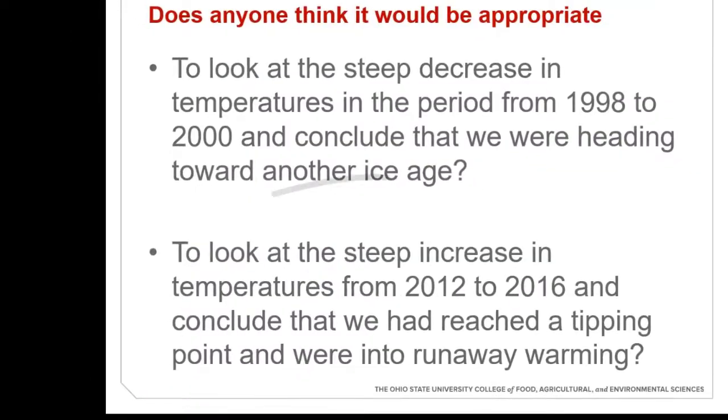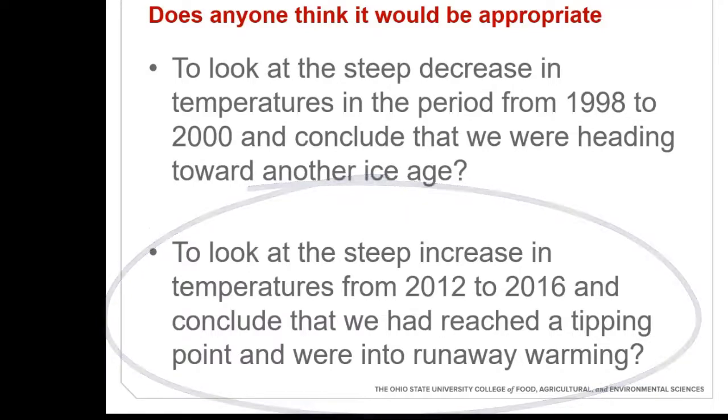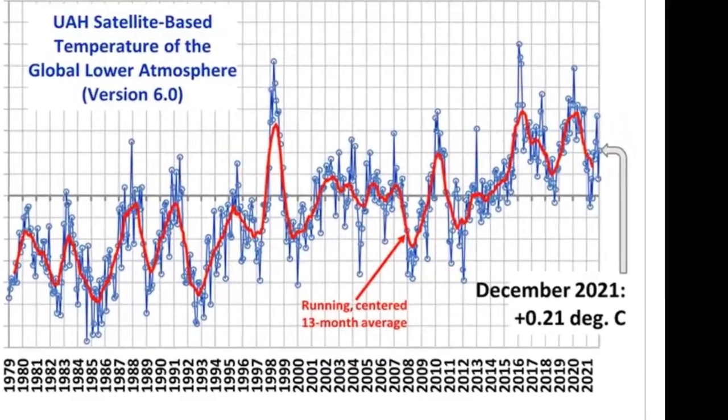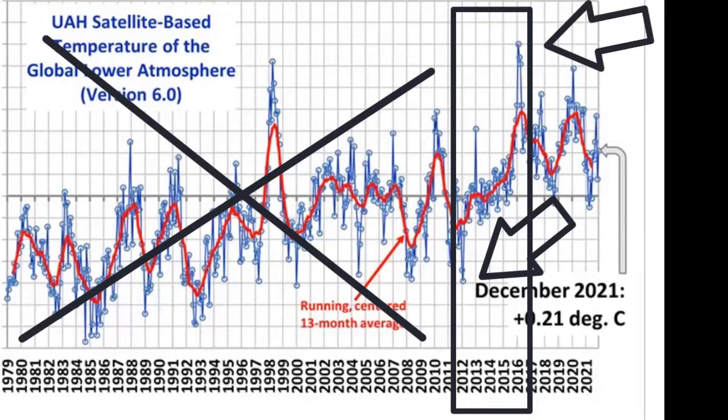Do you think it would be appropriate to look at the steep increase in temperatures from 2012 to 2016 and conclude that we had reached a tipping point and we were into runaway warming? Let's look at that. Look at that bottom blue circle down there in 2012. 0.4 of a degree below normal. And then look at the peak just 4 years later, 0.7 of a degree Celsius above normal. 1.1 degree Celsius increase in just 4 years.